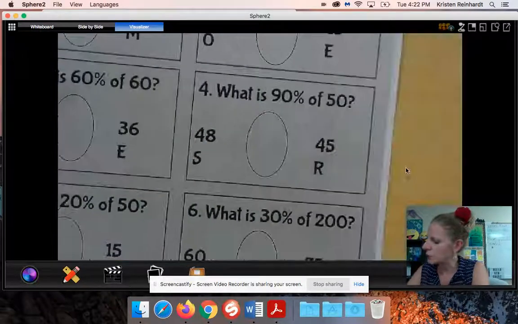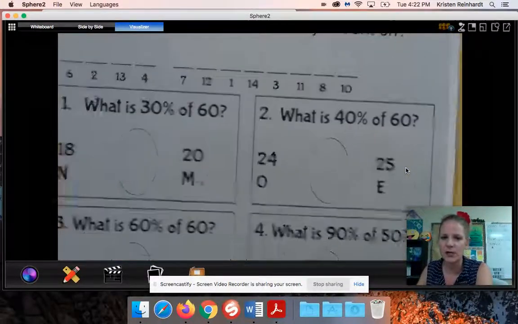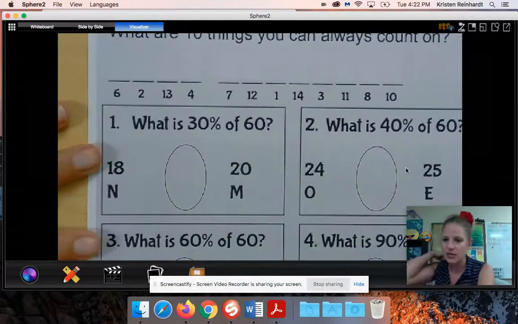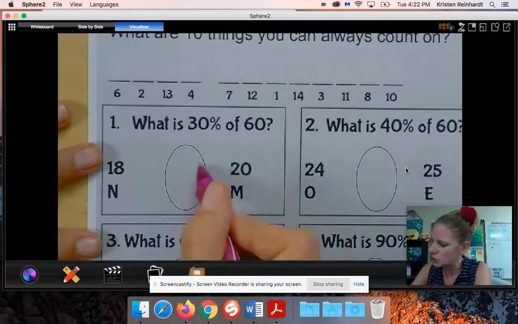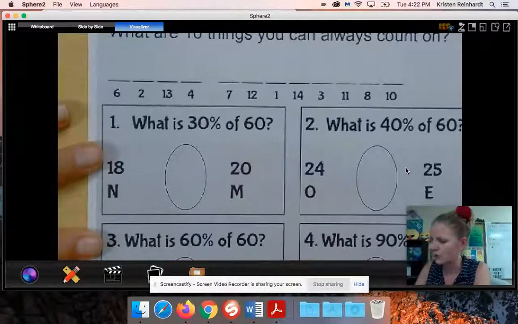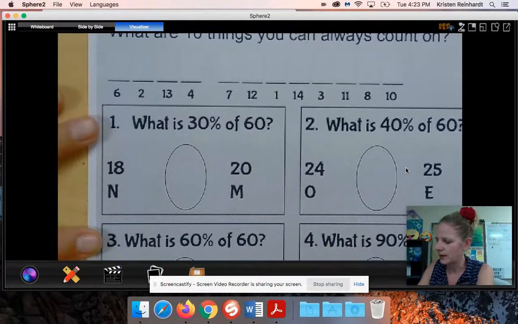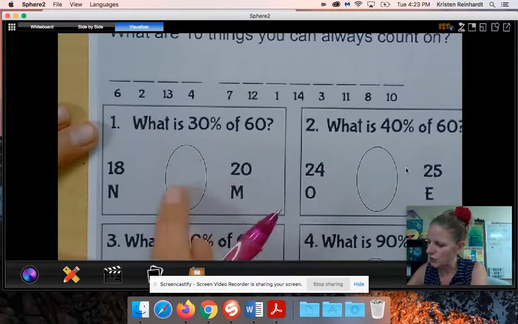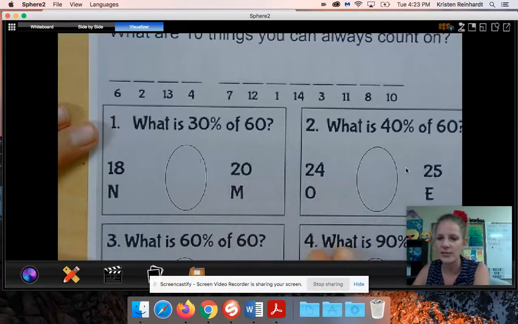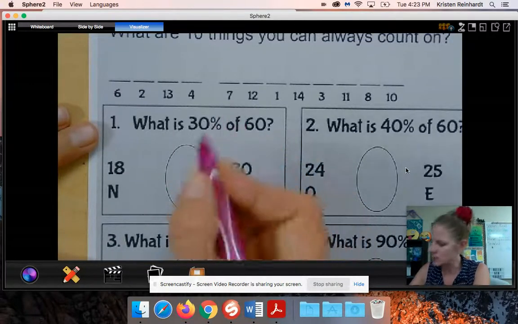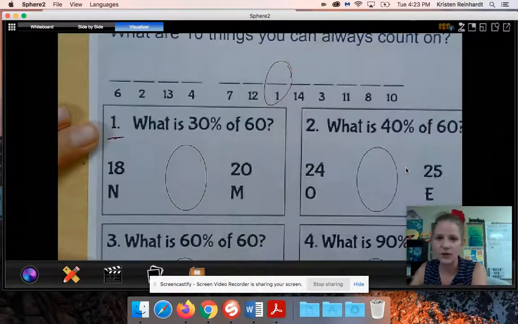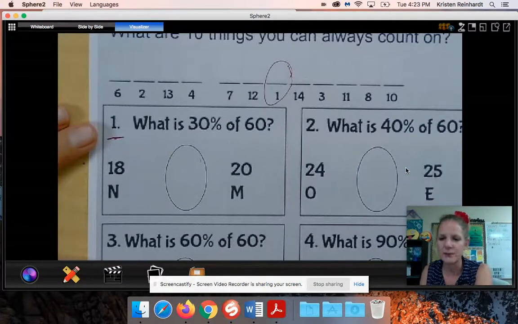All right, I just want to show you real quick what the activity looks like that you're going to be working on. This will be in a Google slide, so it's going to look a little different than this, but it's going to say, what is 30% of 60? You'll solve it on paper, and then you'll drag this circle over the correct answer. Then write, for question number 1, either M or N here, depending on the correct answer.